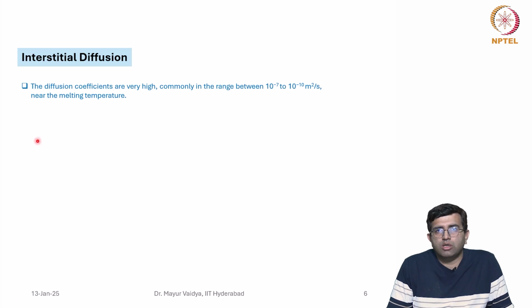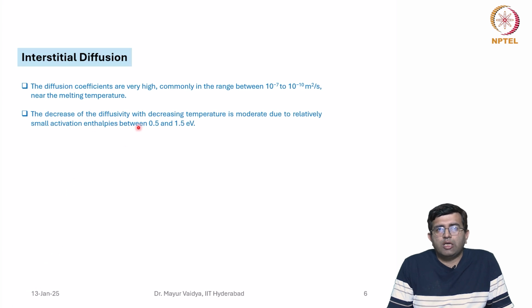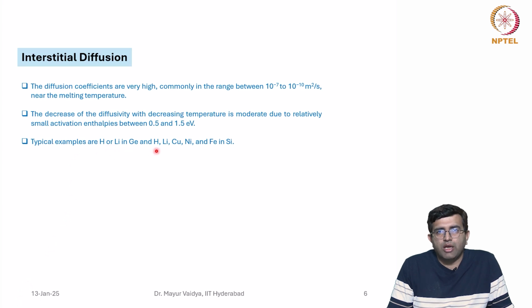Now, let us talk about the interstitial diffusion of foreign atoms. So, the diffusion coefficients are fairly high, commonly in the range between 10 power minus 7 to 10 power minus 10 meter square per second near the melting temperature. The decrease of the diffusivity with decreasing temperature is moderate due to relatively small activation enthalpies between 0.5 to 1.5 eV. So, this is in line with the interstitial diffusion mechanisms. So, typical examples are hydrogen or lithium in germanium, or hydrogen, lithium, copper, nickel and iron in silicon.